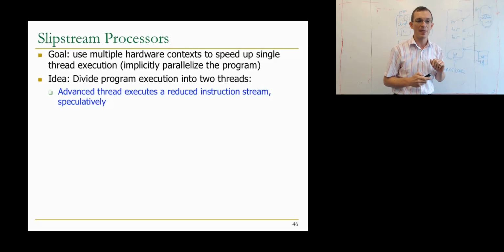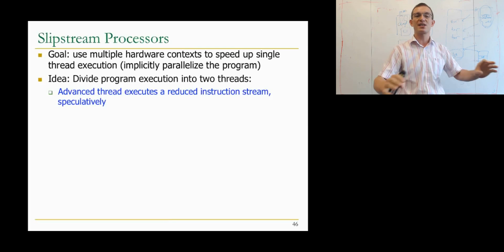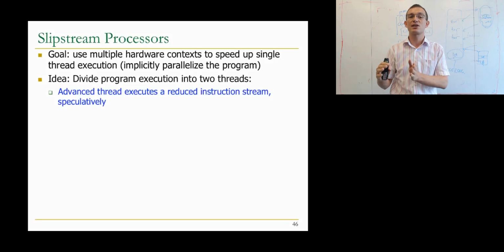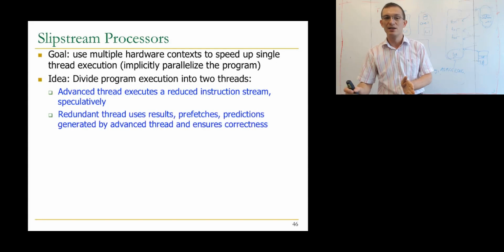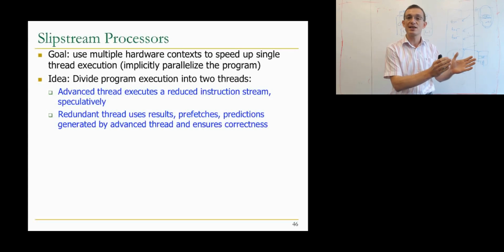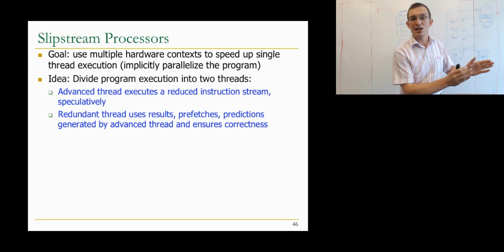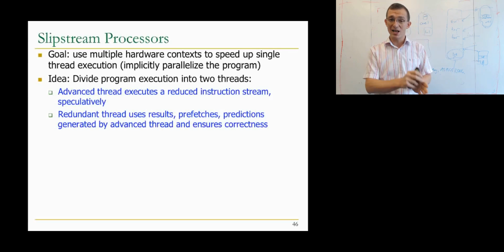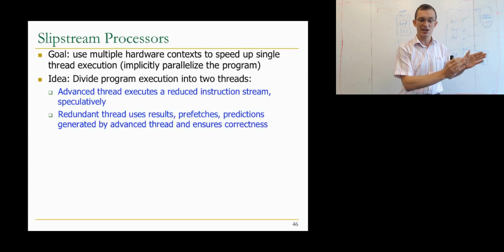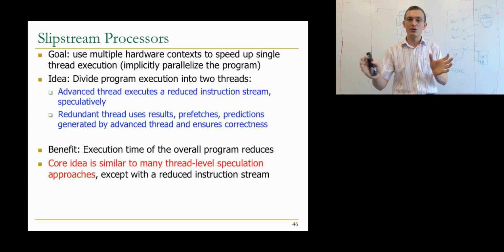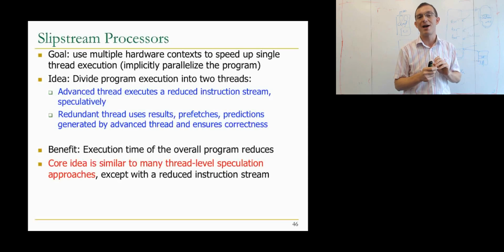Implicitly parallelize a program. The idea in slipstream is to divide the program execution into two threads, the advanced thread and the redundant thread. The advanced thread executes a reduced instruction stream speculatively, and the redundant thread uses results, prefetches, and predictions generated by the advanced thread to speed up and ensure correctness. The redundant thread executes every single instruction, but it executes faster because the reduced instruction stream provides some execution hints to it.